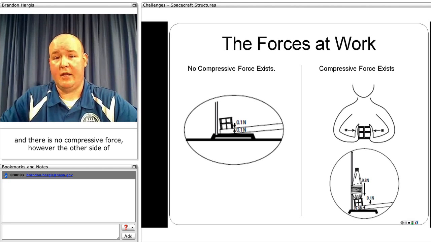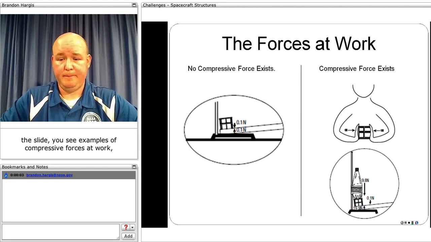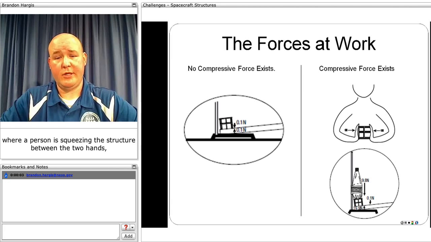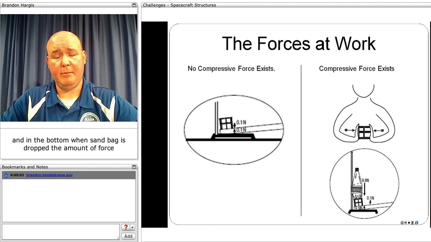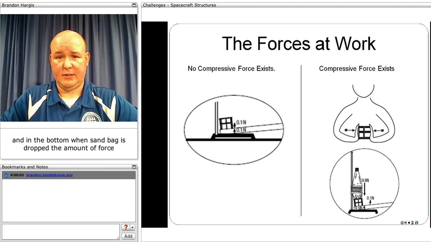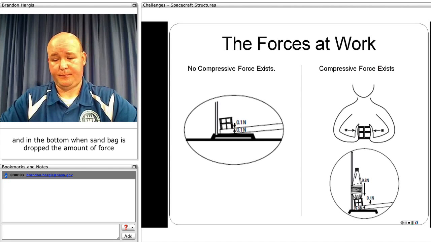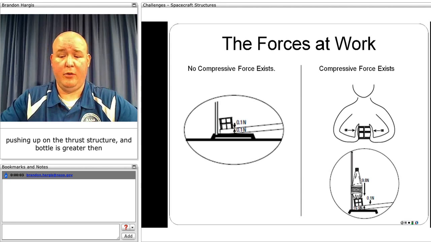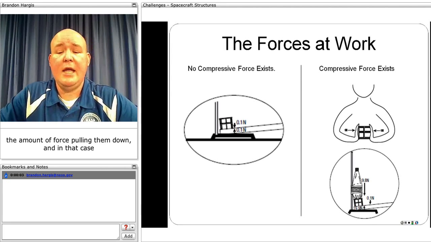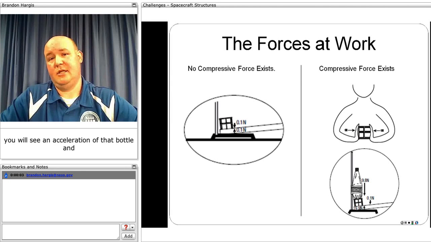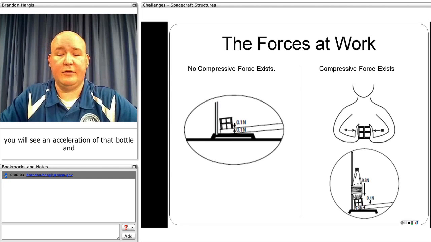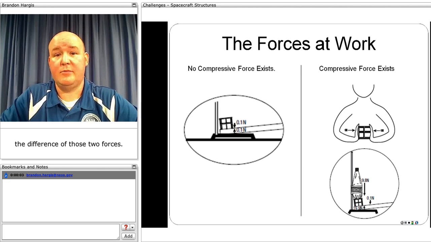However, on the other side of the slide you see examples of compressive forces at work where a person is squeezing the thrust structure between their two hands, and in the bottom when a sandbag is dropped, the amount of force pushing up on the thrust structure and the bottle is greater than the amount of force pulling them down, and in that case you will see an acceleration of that bottle and the difference of those two forces. In this case it's 0.1 newtons.